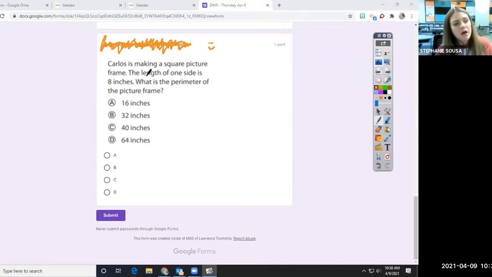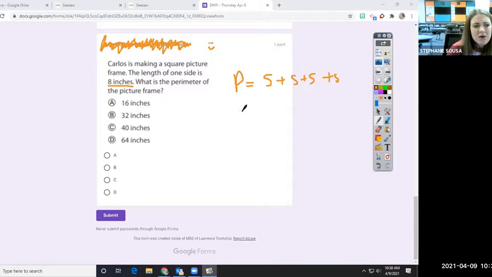All right. Carlos is making a square picture frame. The length of one side is 8 inches. What is the perimeter of the frame? Perimeter is equal to the side plus the side plus the side plus the side. Miss Sousa, it only told us one side. How are we supposed to do it?